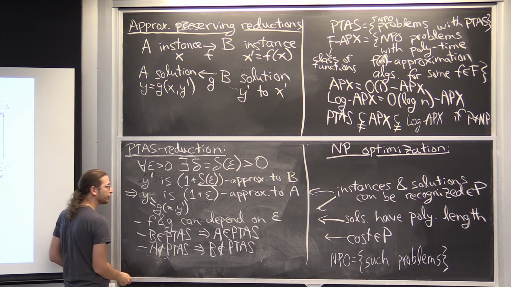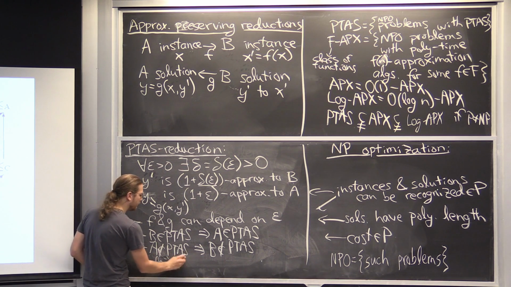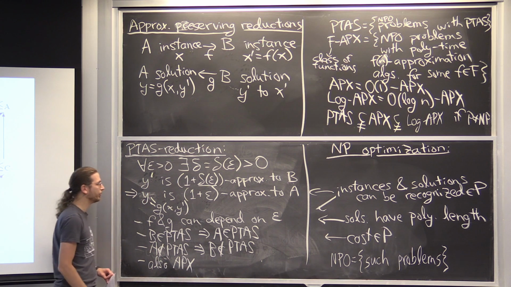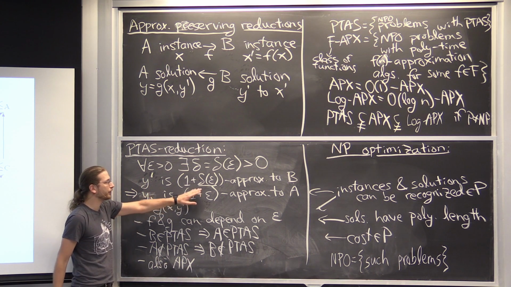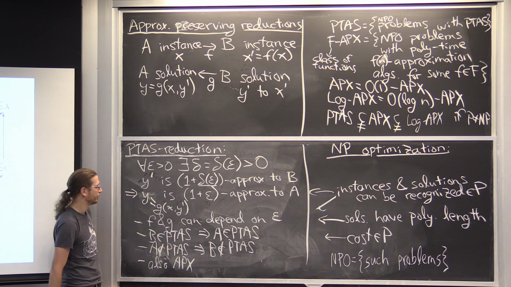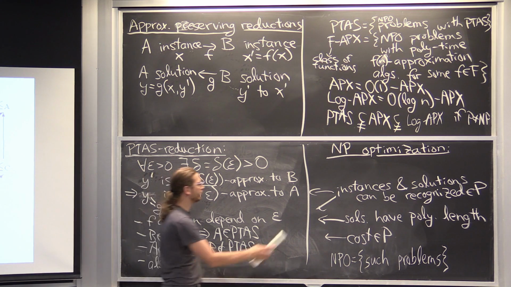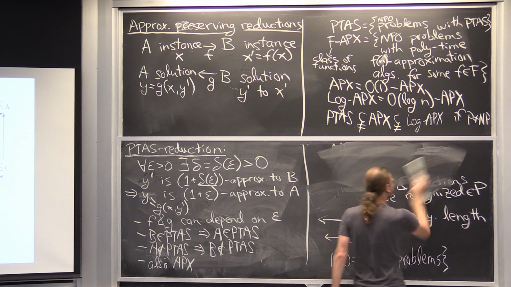This is also true for something like APX. So if you just want constant factor approximation, this will convert one constant factor into another constant factor. It's maybe stronger than what you need, but we'll give you constant factor approximations as well.